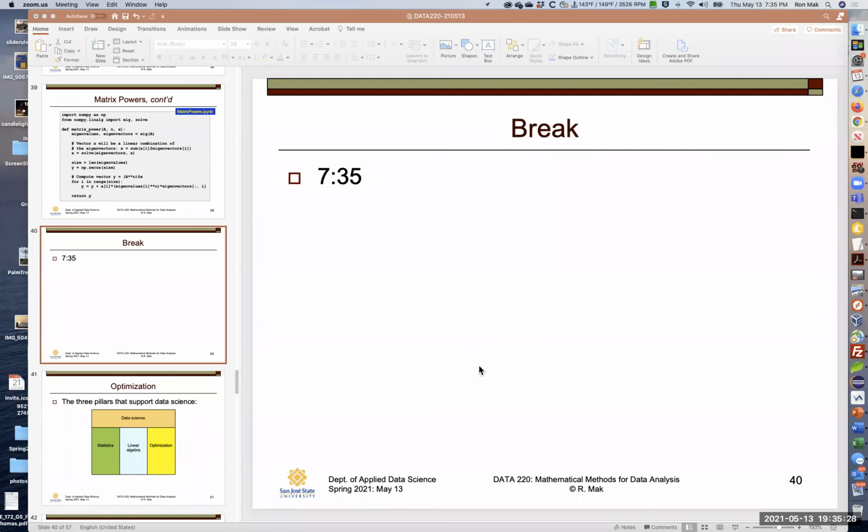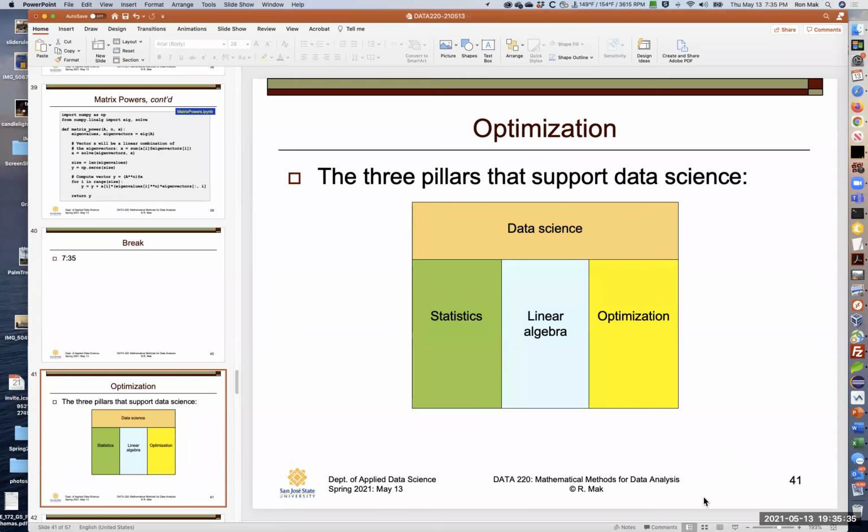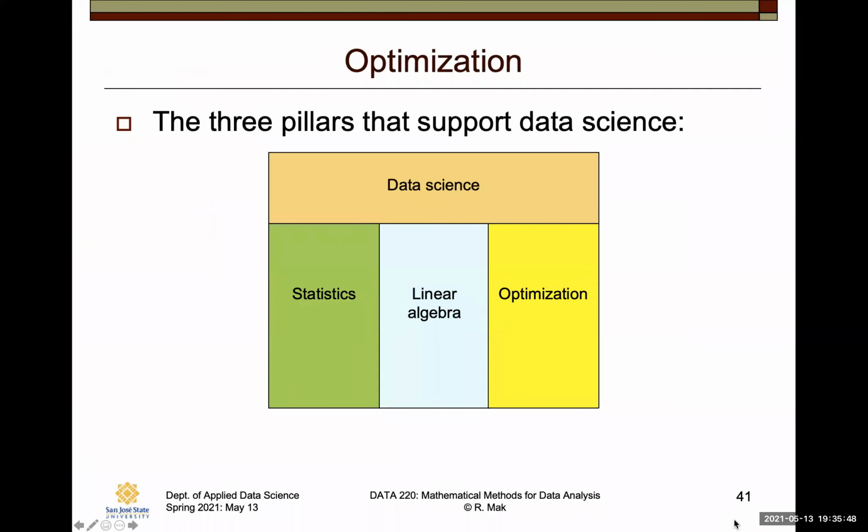Okay, so as I said, we're going to embark on a new topic called optimization. And I saw this on the internet, so it must be true, that the 3 pillars that support data science are, as you see here, statistics, of which probability is a part, linear algebra, and we're pretty much finishing off our unit on linear algebra, and optimization, which I'm going to talk about next.